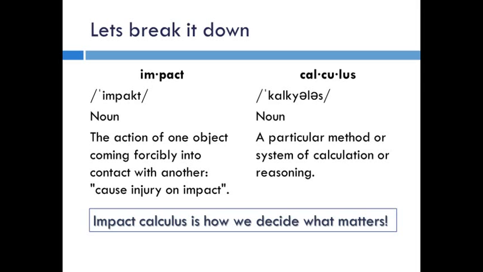Okay, impact and calculus. So impact: the action of one object coming forcibly into contact with another, causing injury on impact. Yeah, that's kind of like me trying to play soccer. Second is calculus, a particular method or system of calculation or reasoning. No, it's not where you do double integrals and complicated stuff like derivatives. It's just a method or system of calculation or reasoning. So what does this mean? Impact calc is how we decide what matters.